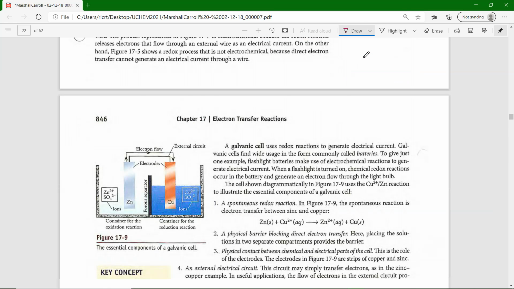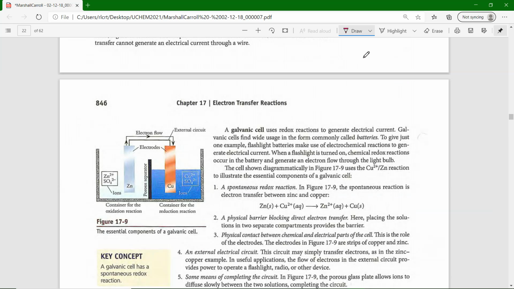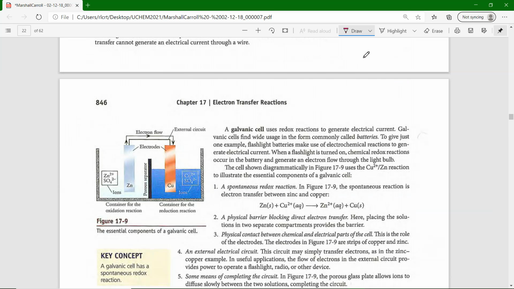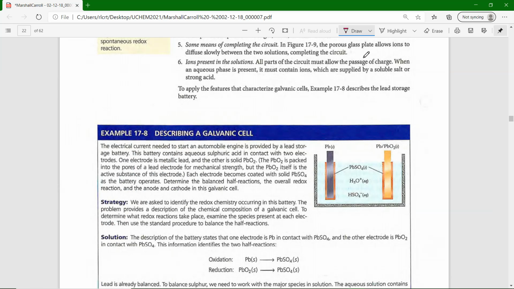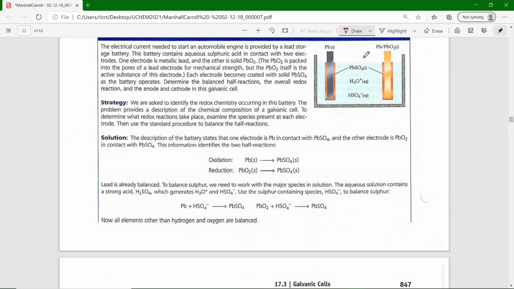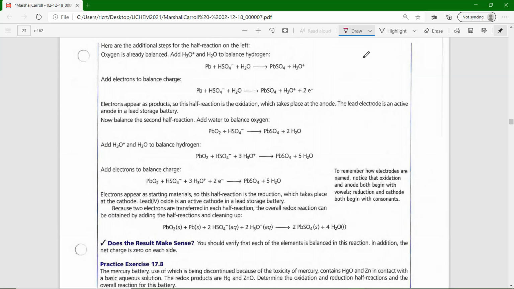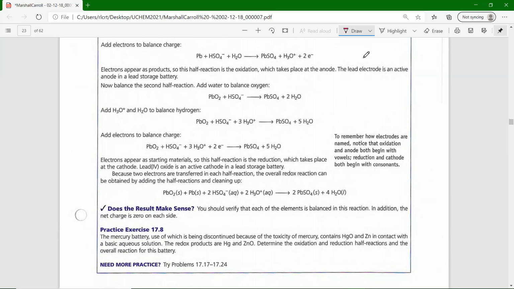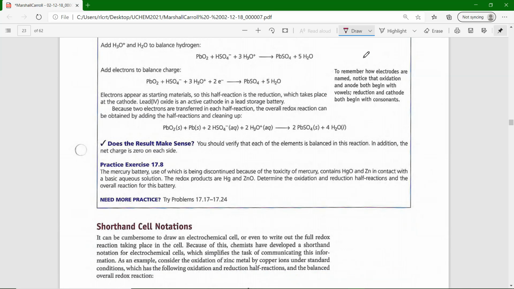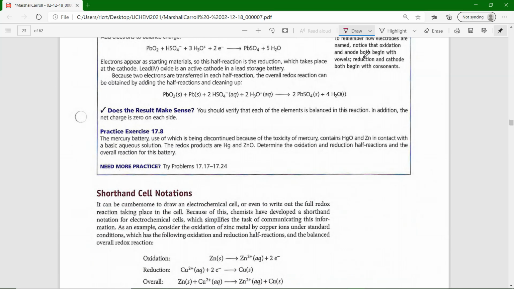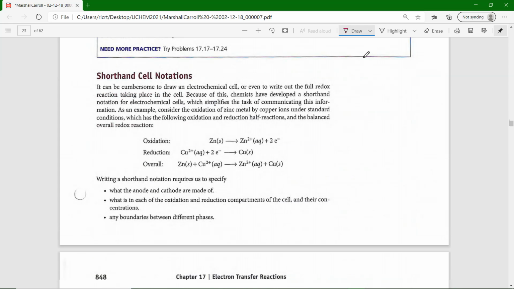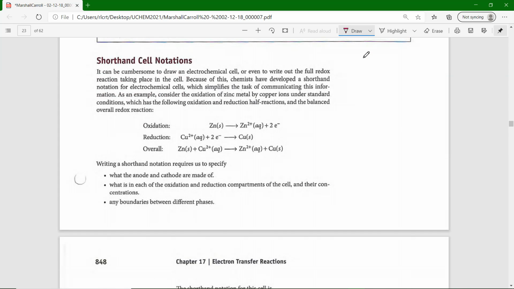Okay, so here again, components of the galvanic cell, and here we have a battery describing a galvanic cell. This is a lead storage battery. I don't know why they started with a more complicated one, but there it is. You can read that one on your own. I'm going to do a different one. Actually, let's do the Daniell cell one. Let's do that one, and I'm going to do it right here.